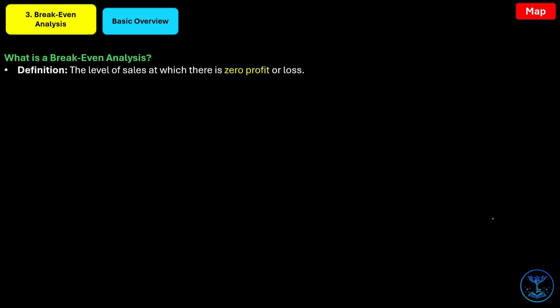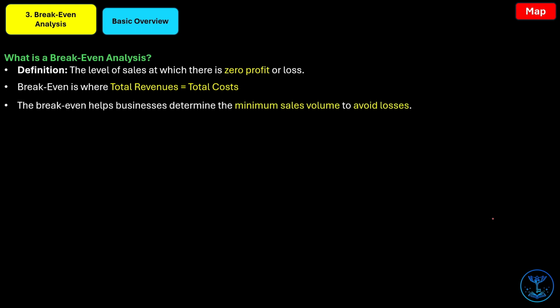And yeah. So 3, break-even analysis, a basic overview. So what is a break-even analysis? The definition: it's the level of sales at which there is zero profit or loss. Break-even is where total revenues equal total costs. The break-even helps businesses determine the minimum sales volume to avoid losses. That's the main goal. We want to avoid losses.